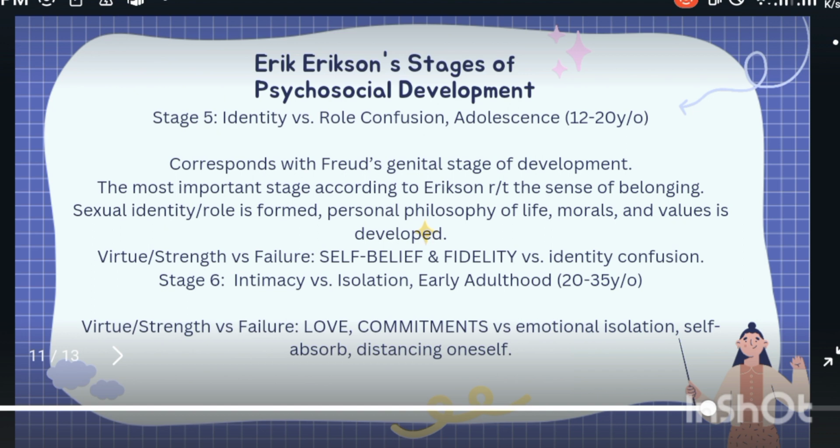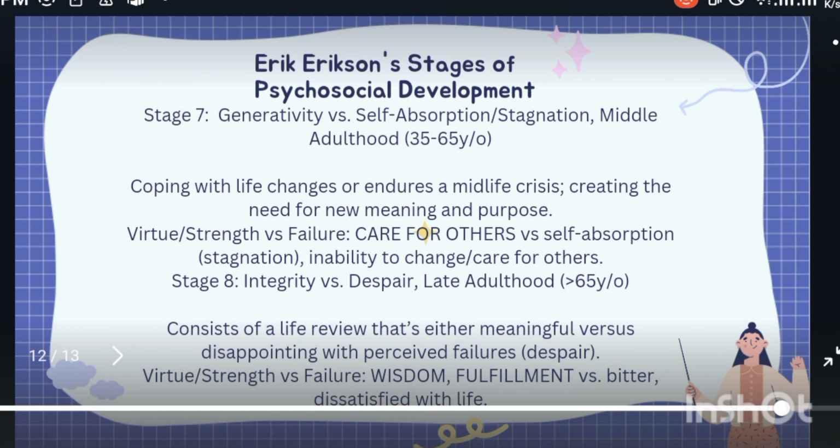And last, the next one is the sixth stage, with love and commitment versus emotional isolation, self-absorbed, distancing oneself. And on the next two stages, we have generativity or stagnation. We are coping with life changes or enduring a midlife crisis, creating a need for new meaning and purpose. Okay, at virtue versus strength, failure, we have care for others versus self-obsession, inability to change, or like we are trying to care about others.